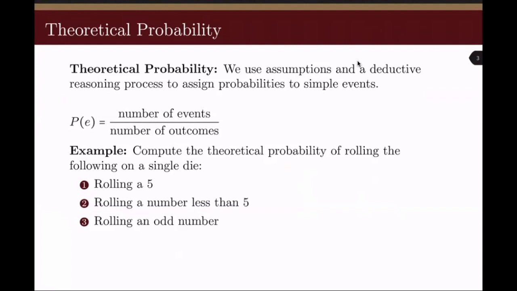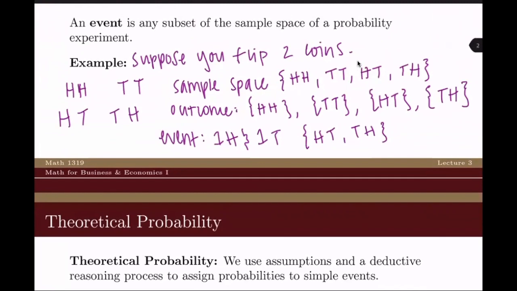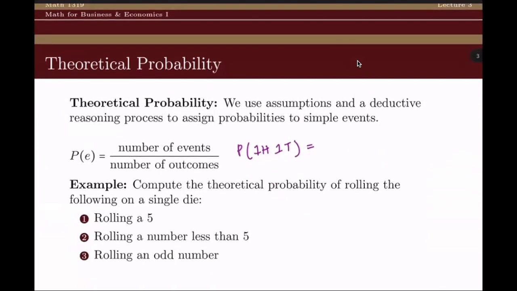So if we find the probability of getting 1 head and 1 tail from the previous example, when you look up here, we had 1, 2, 3, 4 different outcomes, right? And 2 events. So my number of events where I get 1 head and 1 tail was 2, but my total number of outcomes for the sample space is 4. So the probability of getting 1 head and 1 tail would have been a half.